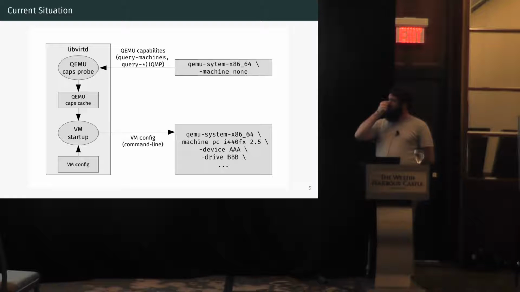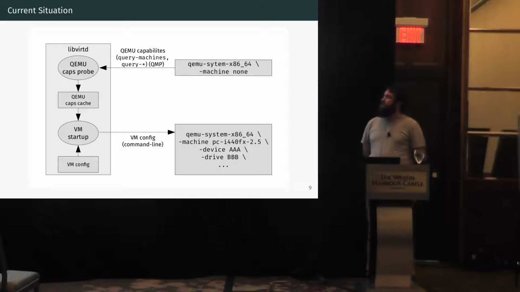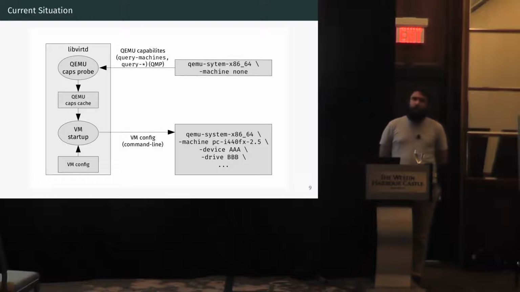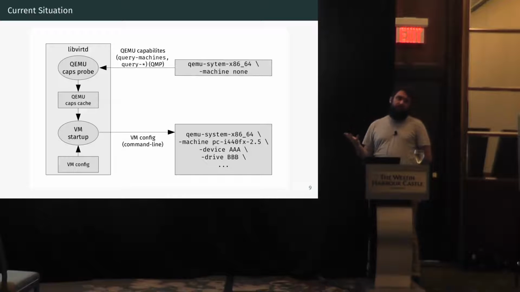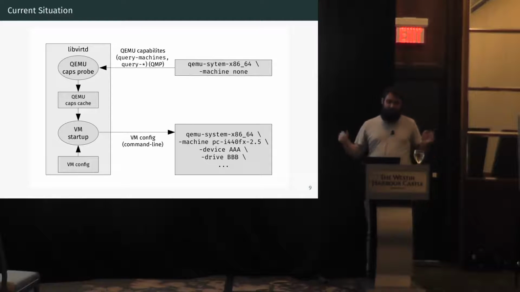There are two. So libvirt runs QEMU when initializing to check what QEMU is capable of doing. So it starts QEMU using machine none, and it asks a few questions to QEMU, through QMP, using a few different commands. There are some query commands. I will focus on query-machines, but there are others. And it saves that on a cache, the QEMU capabilities cache. And when we are going to start a VM, libvirt is going to run QEMU again with all the right parameters depending on the VM config, and then you have a VM running.